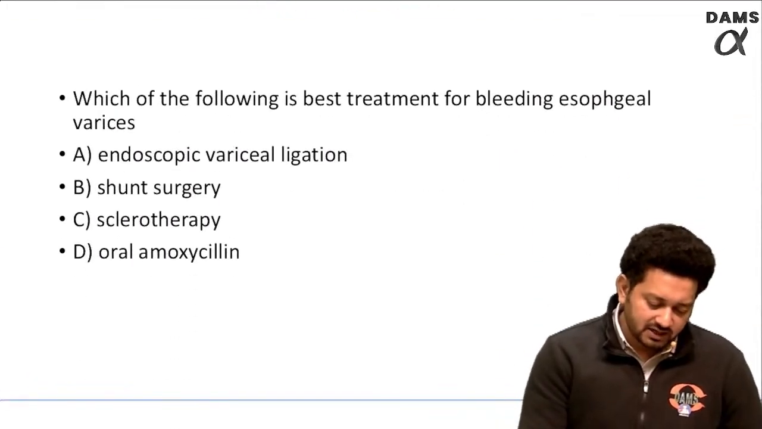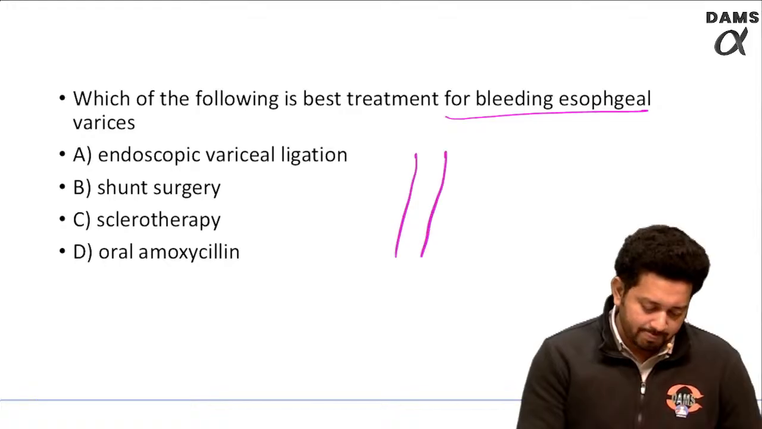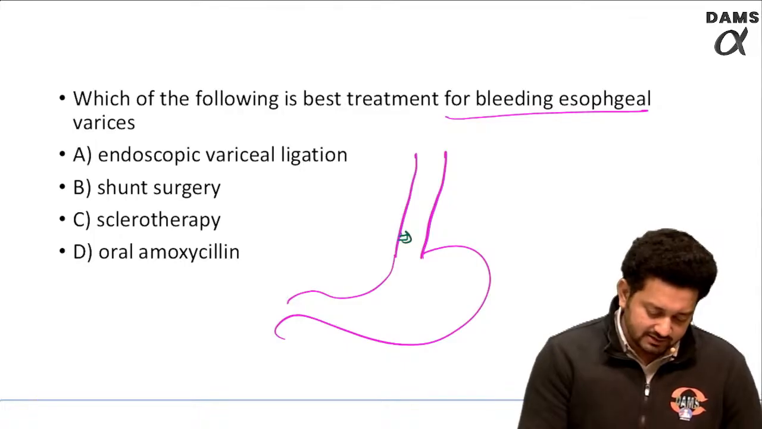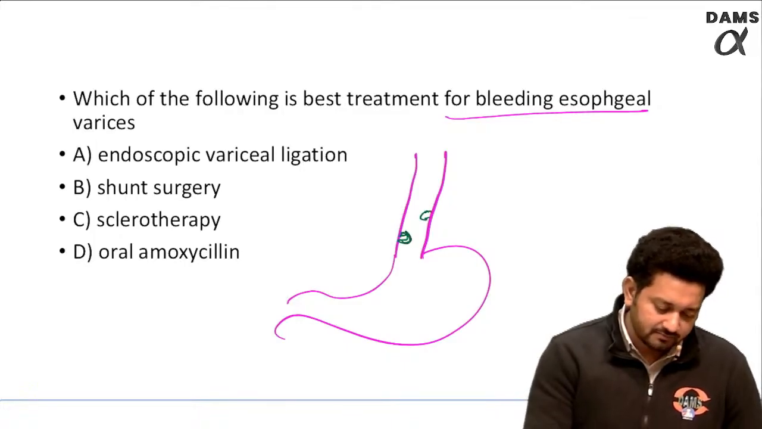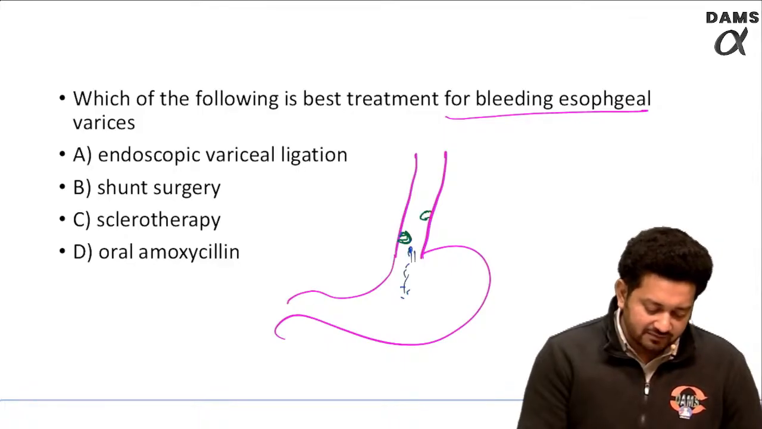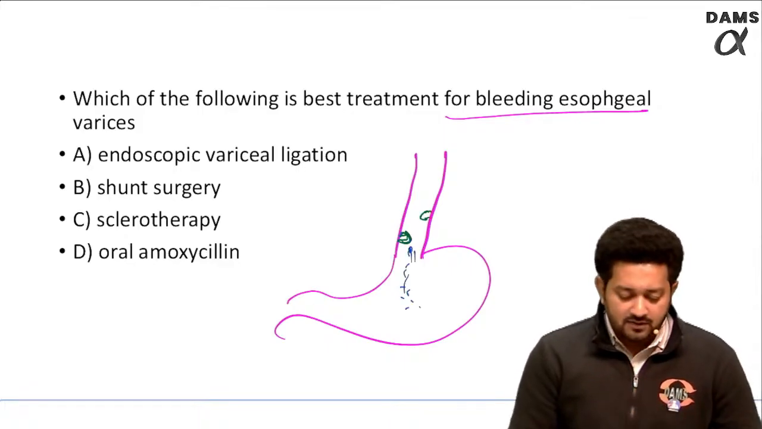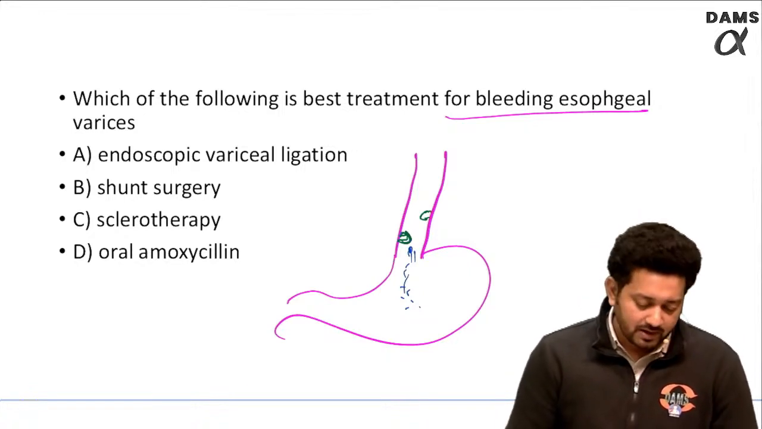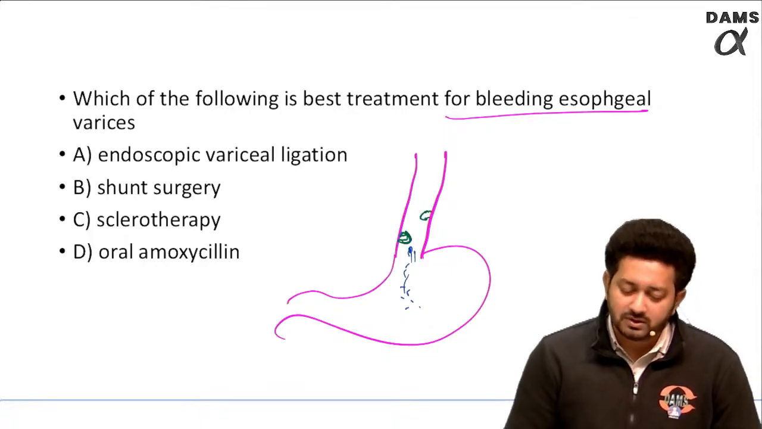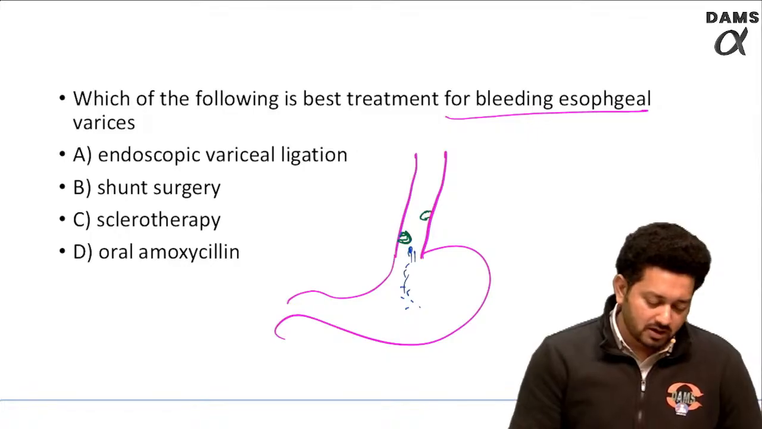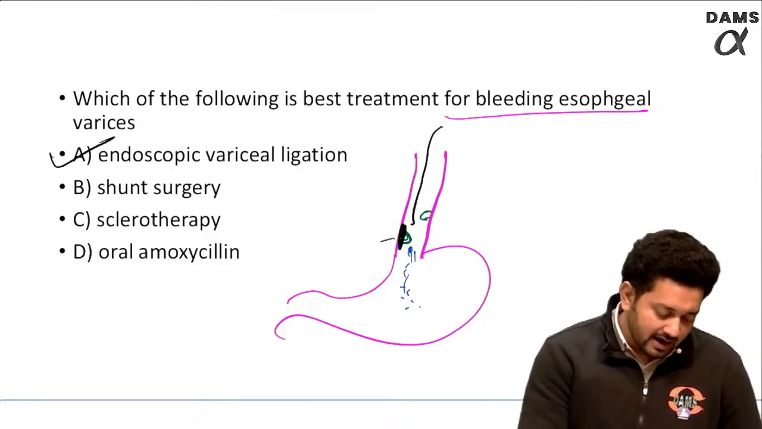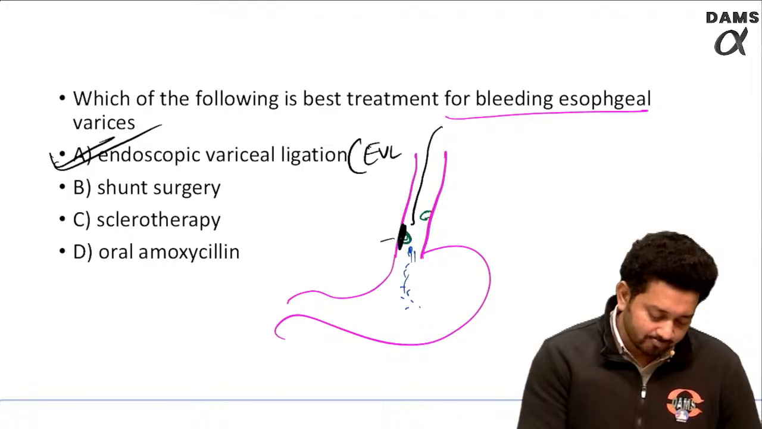Which of the following is the best treatment for bleeding esophageal varices? Okay, when the patient comes with bleeding of the esophageal varices, just let me know if there is any other option. Okay, so the patient presents with hematemesis. So the first thing is you do the resuscitation, give IV fluid, call for blood, and give injection octreotide to decrease the portal pressure. But the best treatment to control is you do the endoscopy and endoscopically put a band there, rubber band ligation, also known as endoscopic variceal ligation.